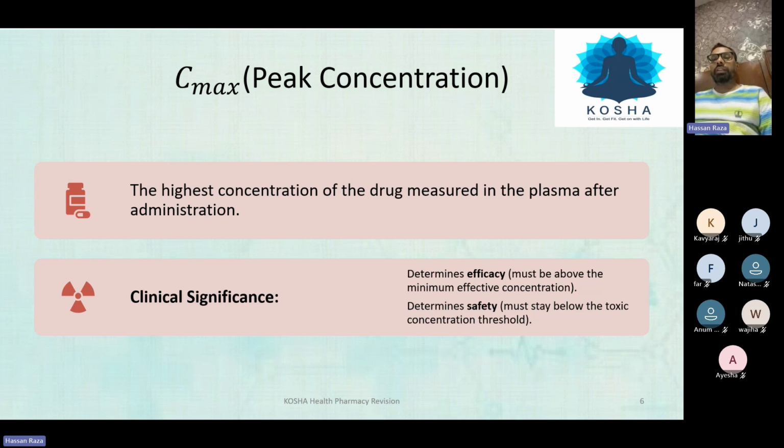So the first reason we calculate Cmax is efficacy, because we are interested in the pharmacological action of the drug. And the second is safety. Obviously, if the concentration of the drug is more than a threshold, then it will have some hazardous or toxic effect. So there are two reasons we are interested: the first is efficacy and the other is safety.